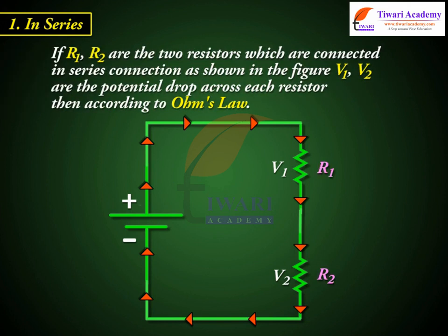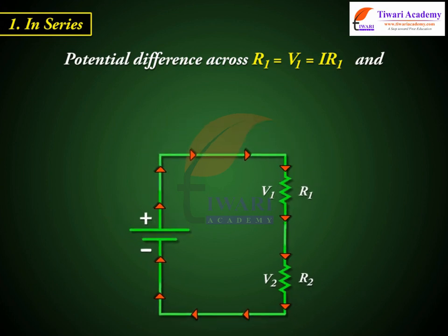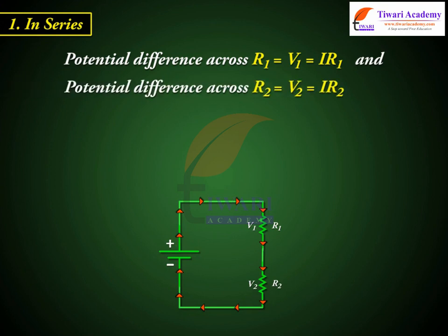If R1, R2 are the two resistors which are connected in series as shown in the figure, and V1, V2 are the potential drops across each resistor, then according to Ohm's law, the potential difference across R1, V1, is equal to IR1, and the potential difference across R2, V2, is equal to IR2.